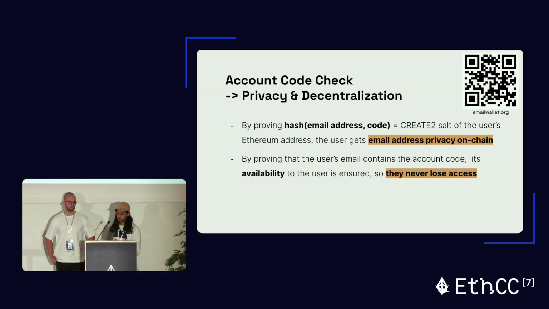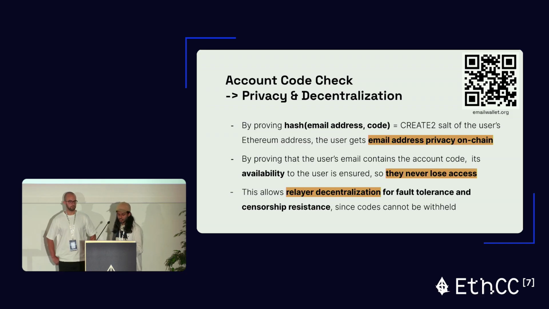Second, we prove that the user's email contains the account code, meaning that we know the data is available to the user. This means the user cannot lose access to that data. This allows for relayer decentralization because this means that the recipient of that email who's proving it on chain can be anybody, including any number of decentralized relayers or even yourself, giving the system full fault tolerance and censorship resistance.